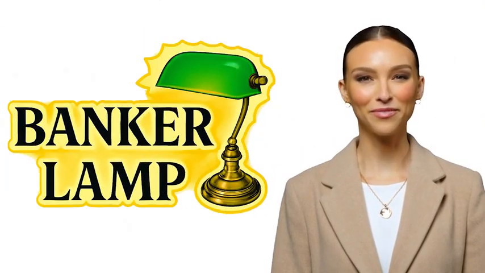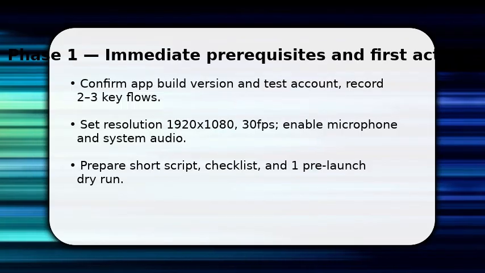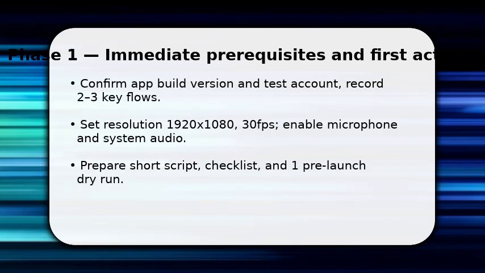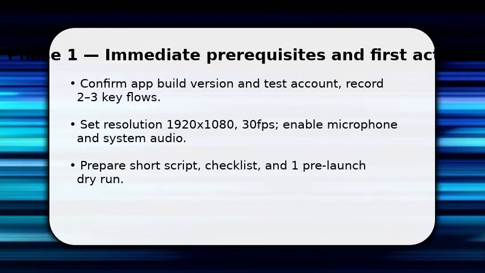Please enjoy the video. You begin by launching the exact build you will demo and signing into the test account. This ensures reproducibility and avoids surprises. Once done, set recording to 1920x1080 at 30 fps and enable both mic and system audio so viewers hear UI sounds. Make sure you have a concise script and a checklist, then run one dry run. This first step saves time later because clear prep prevents re-records and keeps your demo focused on core user tasks.